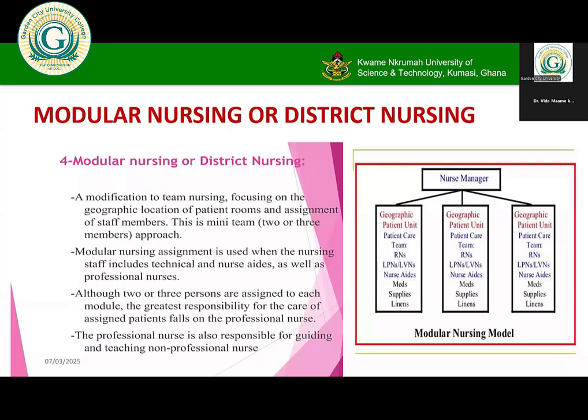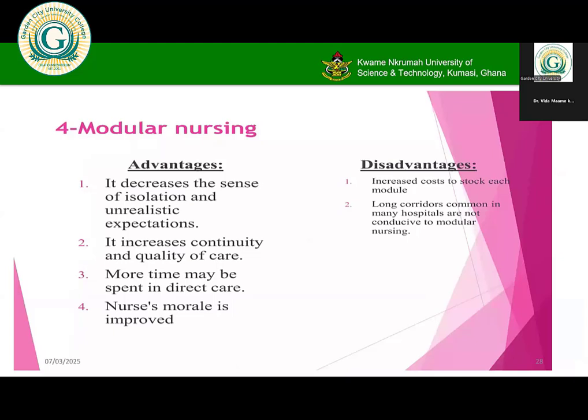And what are the advantages? So you can see the nurse manager. Then we also have the geographic units, so patient care, where we have the team, the RNs, the nurses. Then, as I said, they need all the supplies they will need to care for the patient. So the medicines, the supplies, and the learners are in one geographic unit. And you also go to another geographic unit, we form a team. And then also for another geographic unit, we form a team. So these are the modules. Module 1, we have our team. Module 2, we have our team. This module, we have our team. So that is modular nursing, a modification of team nursing. And these are the advantages and disadvantages.